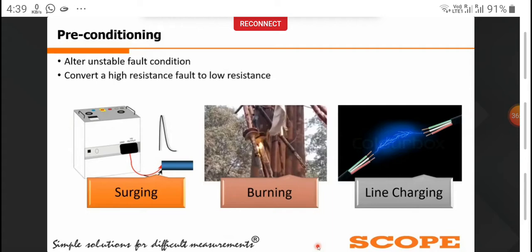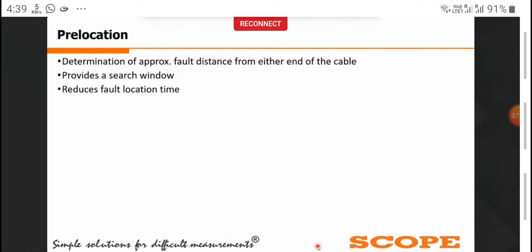If by surging or burning we are unable to alter the fault condition, then we are energizing the line for some time. We are allowing a high amount of fault current to pass through the cable, and by using that fault current we are modifying the fault condition. So this preconditioning is necessary for certain conditions only.